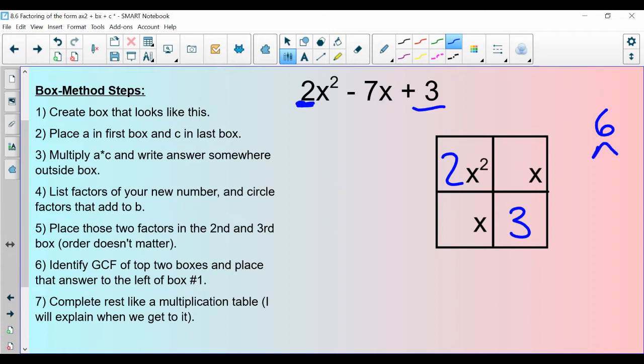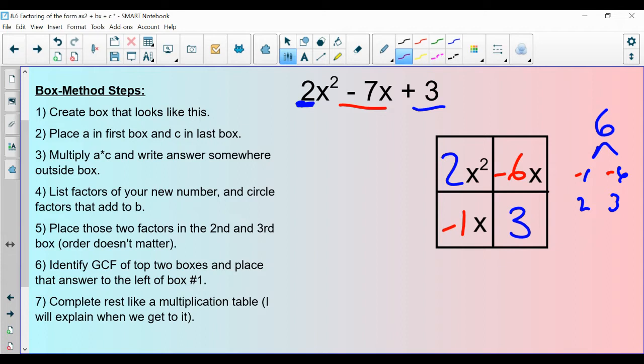And then step 4 says to list the factors of that new number, 1 and 6, and 2 and 3. And you're going to select which of these factors could get you to your middle term. Our middle term is -7. And so if we want 1 and 6 or 2 and 3 to get to -7, of course, that would be -1 and -6. Right? -1 and -6 get you to -7. So those two numbers are going to go here in this box and here in this box. It doesn't matter the order in which you write these. You could have flipped them. It would give you the exact same answer at the end.